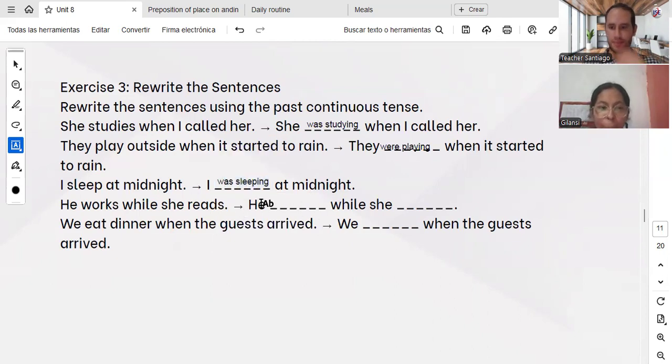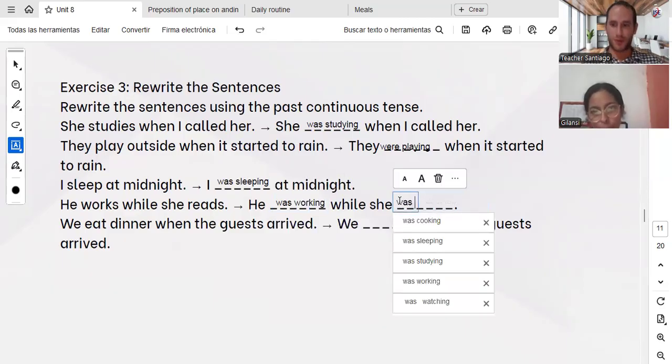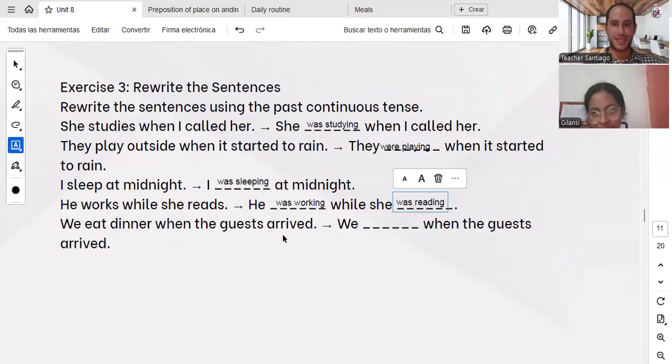Next one, please. He works while she reads. He was working while she was reading. Awesome. Good job. You did awesome. The last one, please. We eat dinner when the guests arrive. We were eating. Awesome. As easy as that. This topic is really easy, no worries. So let's continue.